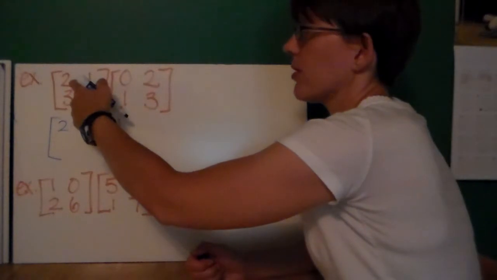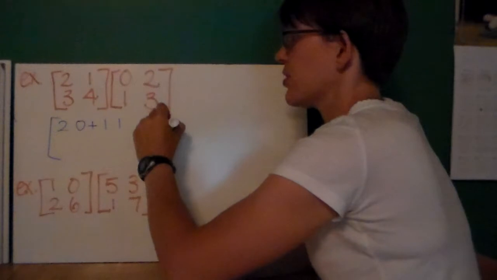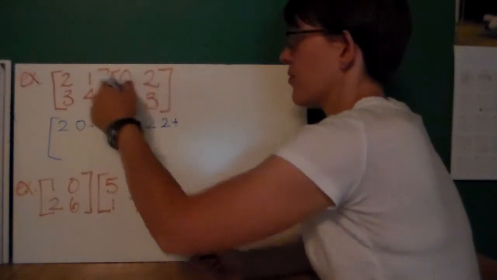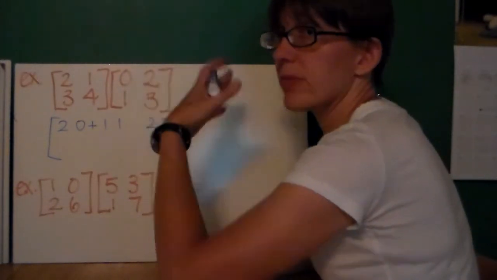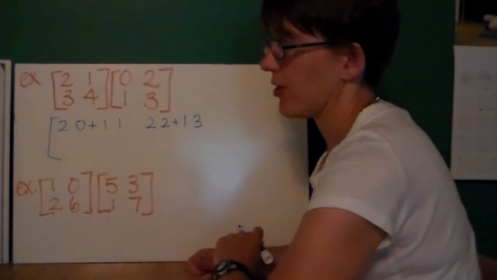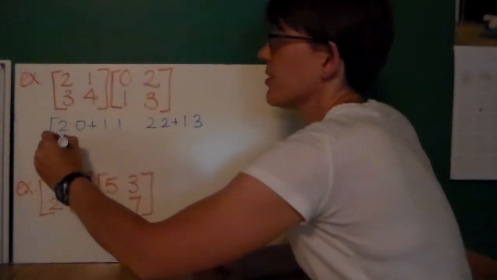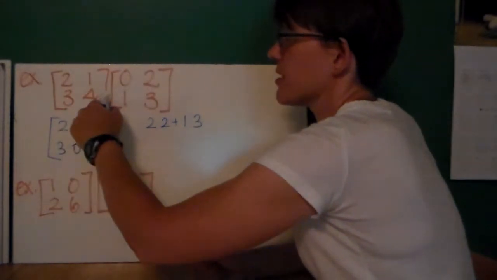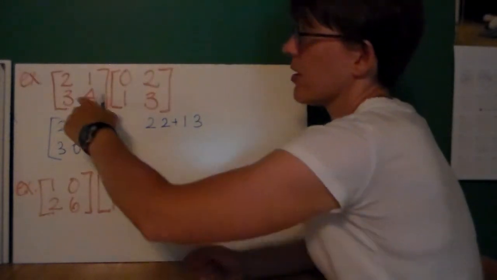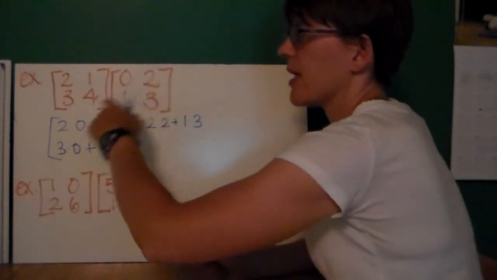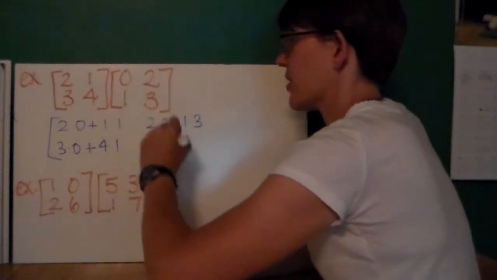Then, I'm going to go across first row times second column. 2 times 2 plus 1 times 3. Now I've covered all my columns. That's going to give me my entire first row. Now I go on to this second row. 3 times 0 plus 4 times 1. Then, moving on to the second column, 3 times 2 plus 4 times 3.